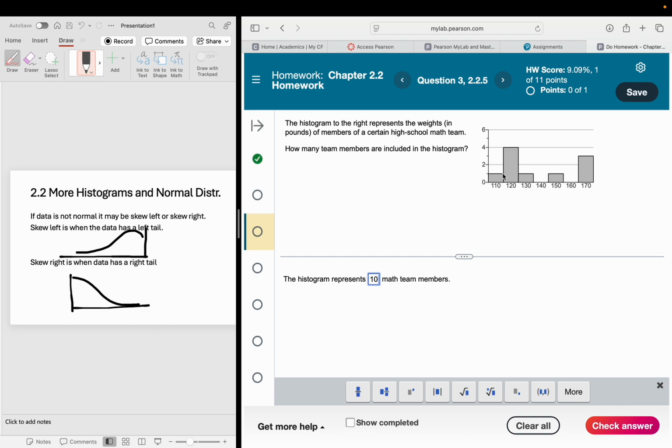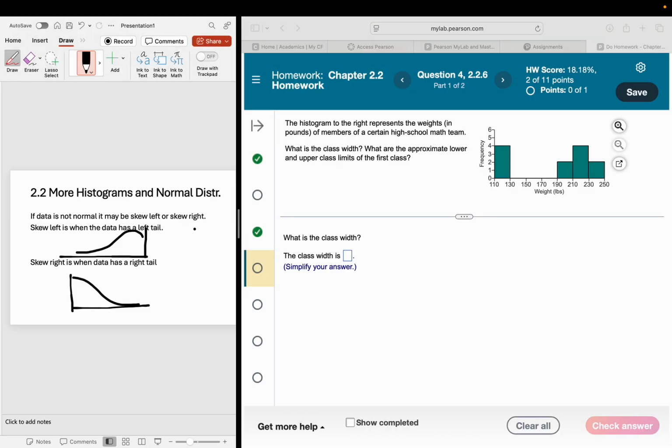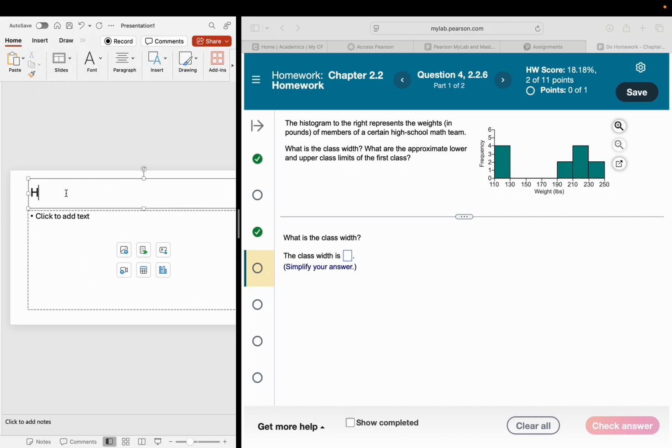Because again, each bar now is the same thing as one of those classes, and each one of those classes has a width. So we're just translating those frequency tables into graphs. So maybe that's one thing to say, is to go back and make a new slide. We could say, histograms, what are they?